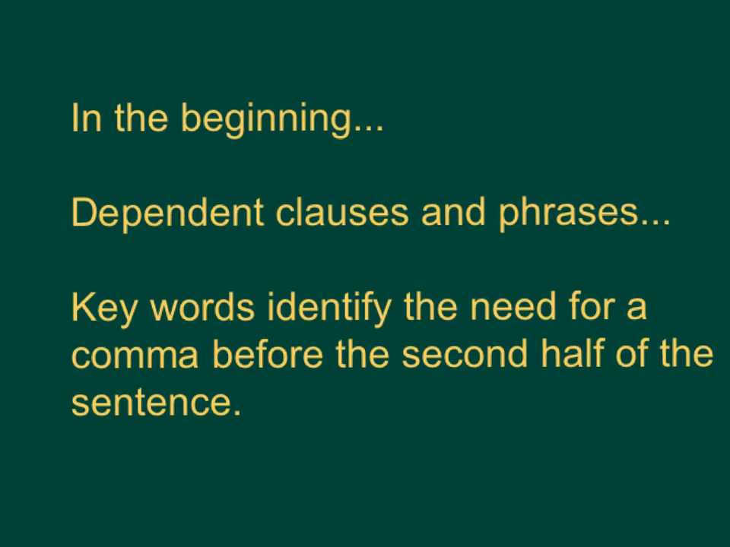Dependent clauses and phrases can also be identified with keywords. They will help you to know where to put a comma at the end of the first half of a dependent clause, which means it can't stand alone. It would be a fragment if it was standing by itself, and it needs the second half of the sentence for it to make sense.